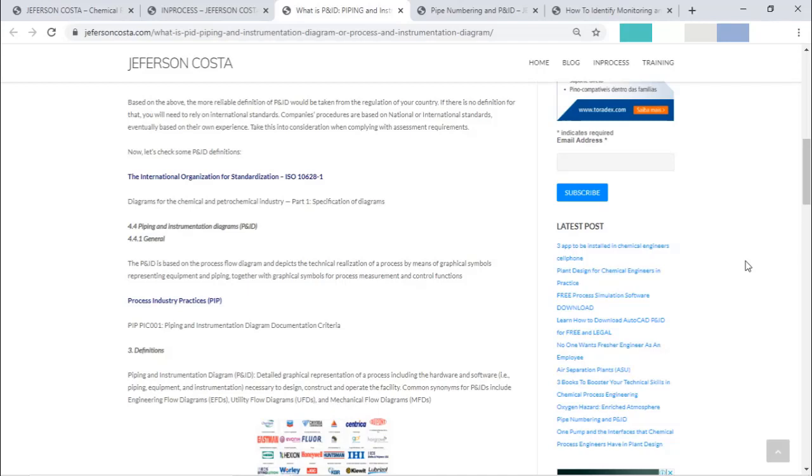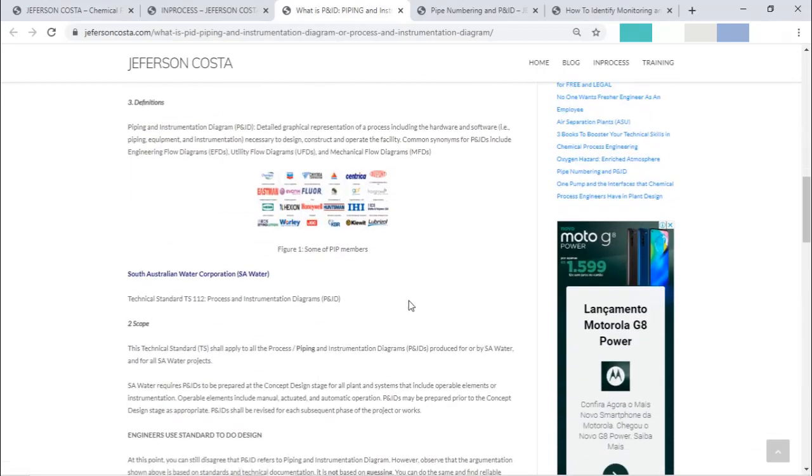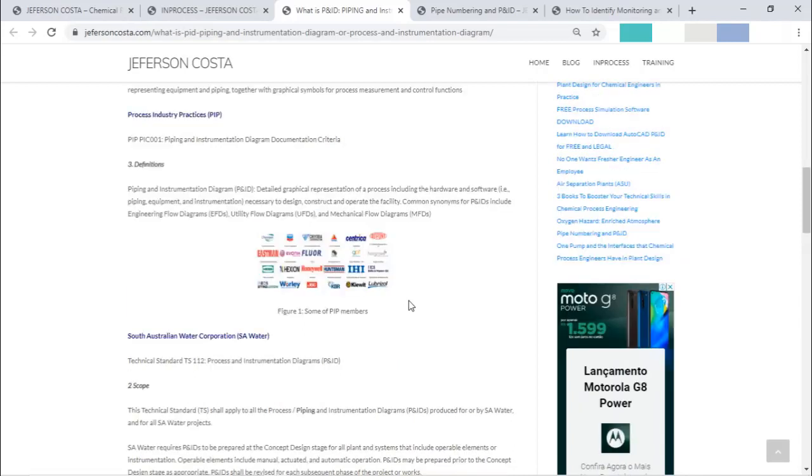There are other standards that discuss P&ID, and some of them are the Process Industry Practices. There are also the South Australian Water Corporation and a very famous international standard for automation, and I recommend you take a look at them to have a better view of the importance of this document for process engineering and plant design, and get familiar with piping and instrumentation reading.